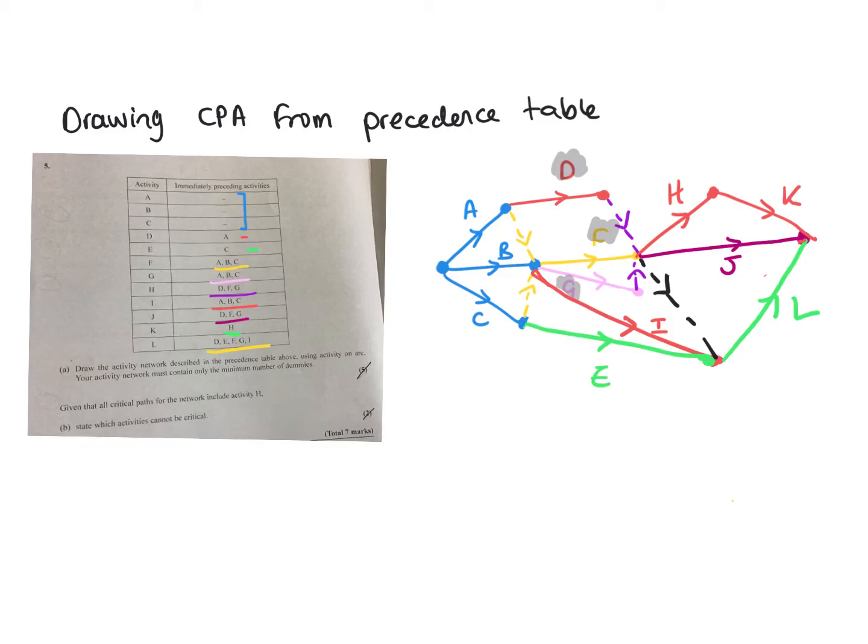Right, part B. State which activities cannot be critical, given that all critical paths for the network include activity H. So activity H is critical. This is critical from here to here. If that's critical, state which activities cannot be critical. So J is definitely not critical. Yeah?